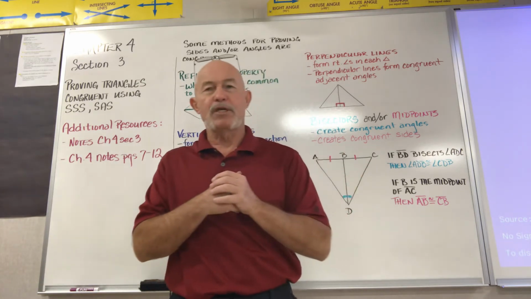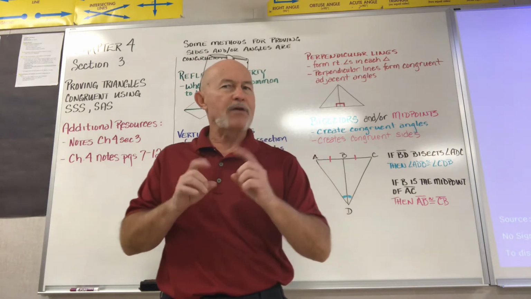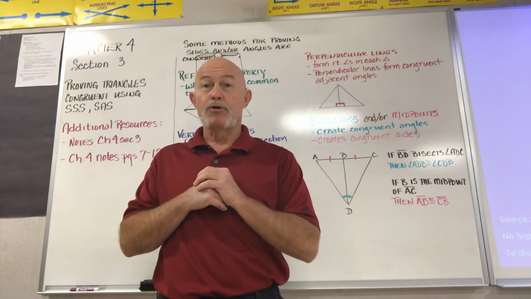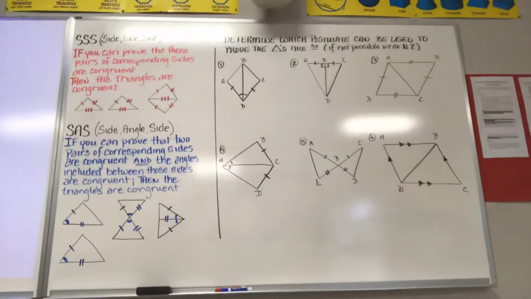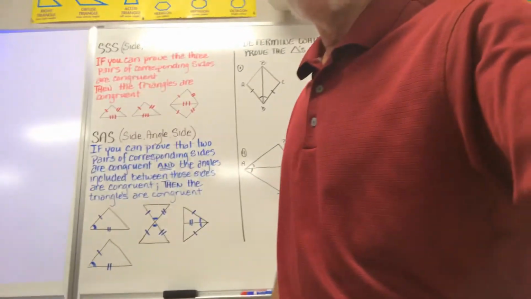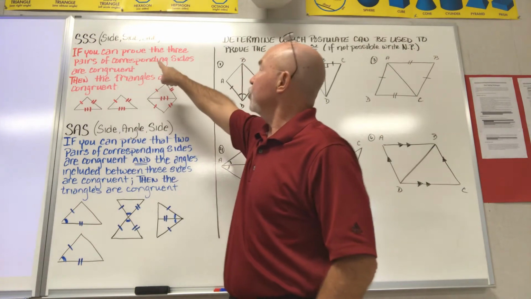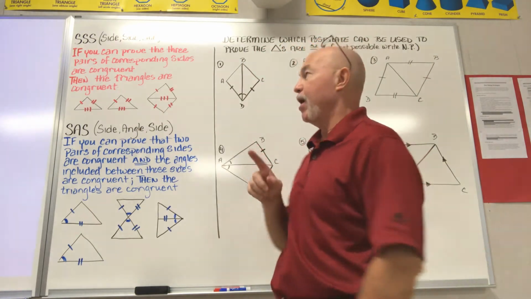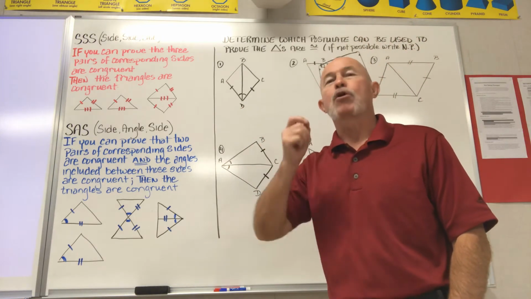We're going to go over several here. I've got 6 pairs of triangles for us to decide whether they're congruent or not, and then I've got 3 proofs for triangles where our job is to prove that they're congruent. Today we talk about methods. There are 2 postulates we're introduced to today. The first is side, side, side. If you can prove the 3 pairs of corresponding sides are congruent, then the triangles are congruent.